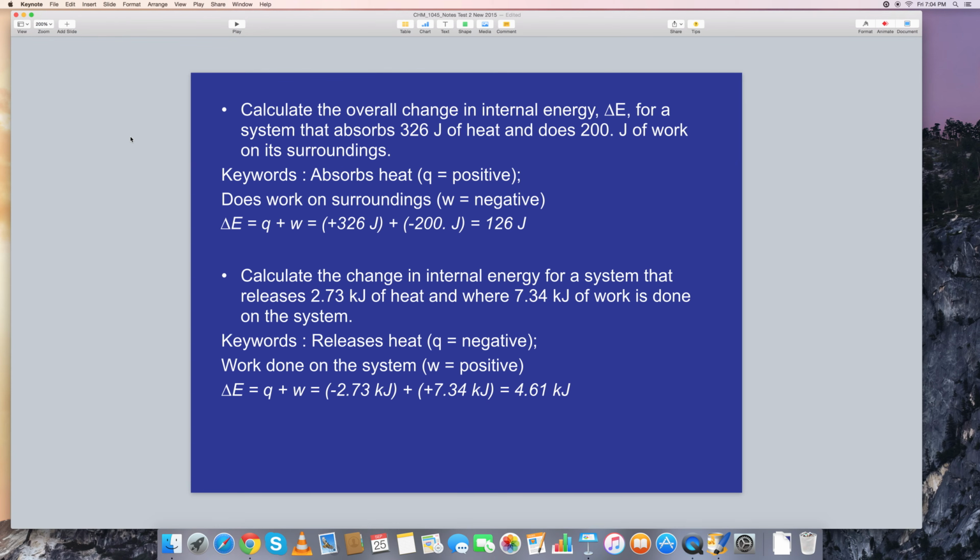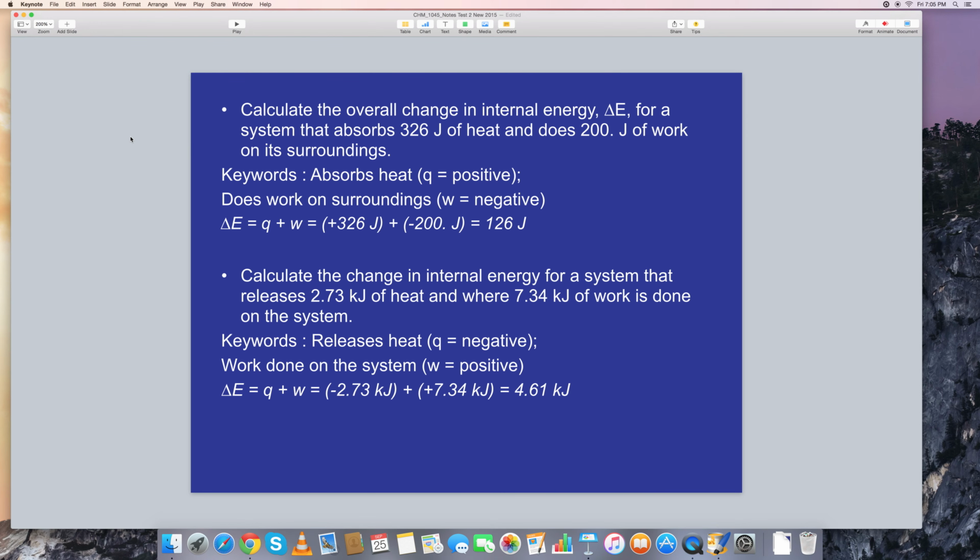Calculate the overall change in internal energy, delta E, for a system that absorbs 326 joules of heat and does 200 joules of work on its surroundings. The key words here are that it absorbs heat, which indicates that Q is going to be positive, and also that it does work on its surroundings. Therefore, W will be negative.